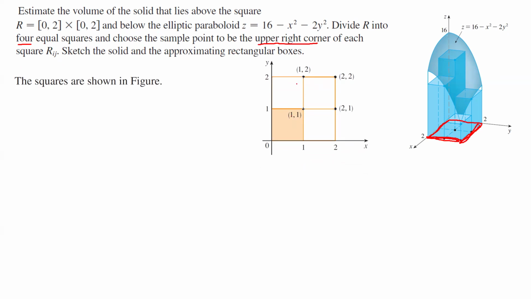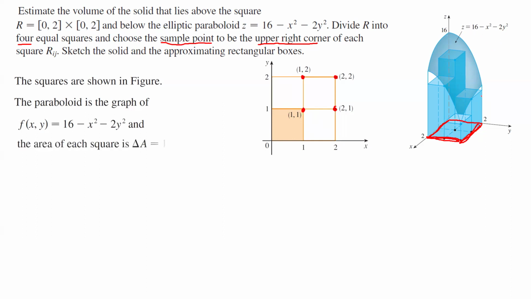Perfect. The first square, the second square, the third, and the fourth. And it says the sample point needs to be the upper right corner. The upper right corner for the first square is 1 and 1. For this square it is 1 and 2. For this square it is 2 and 2. For this square it is 2 and 1. And we have the graph of the paraboloid here, which shows the ceiling of this object.